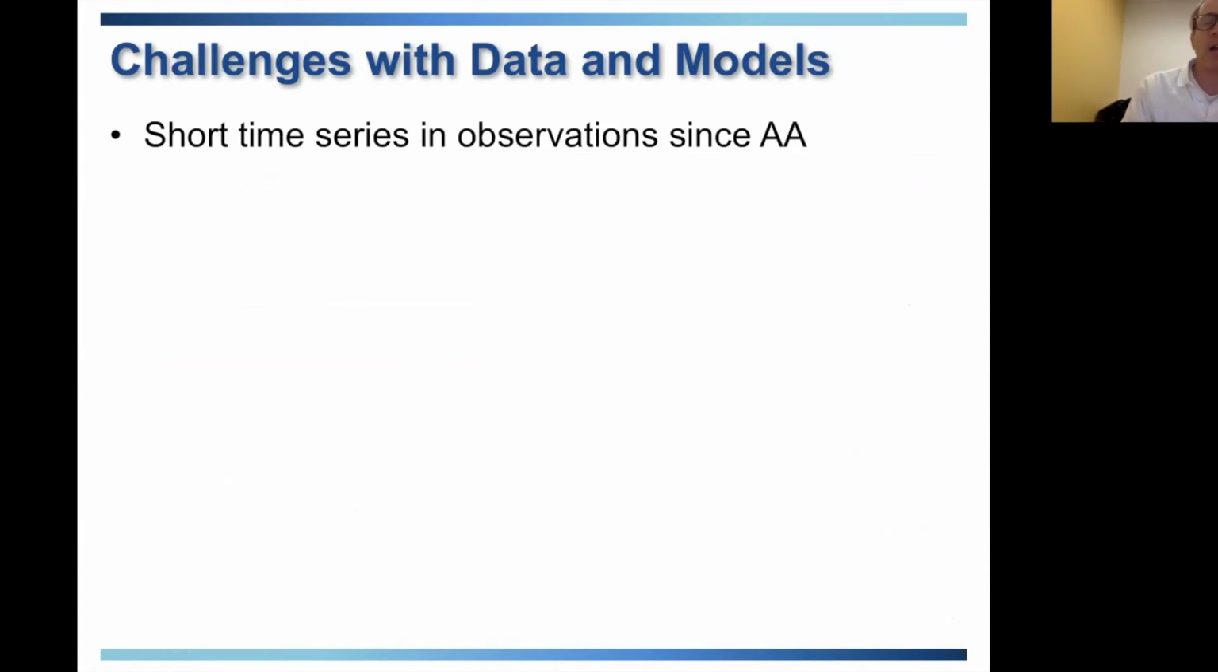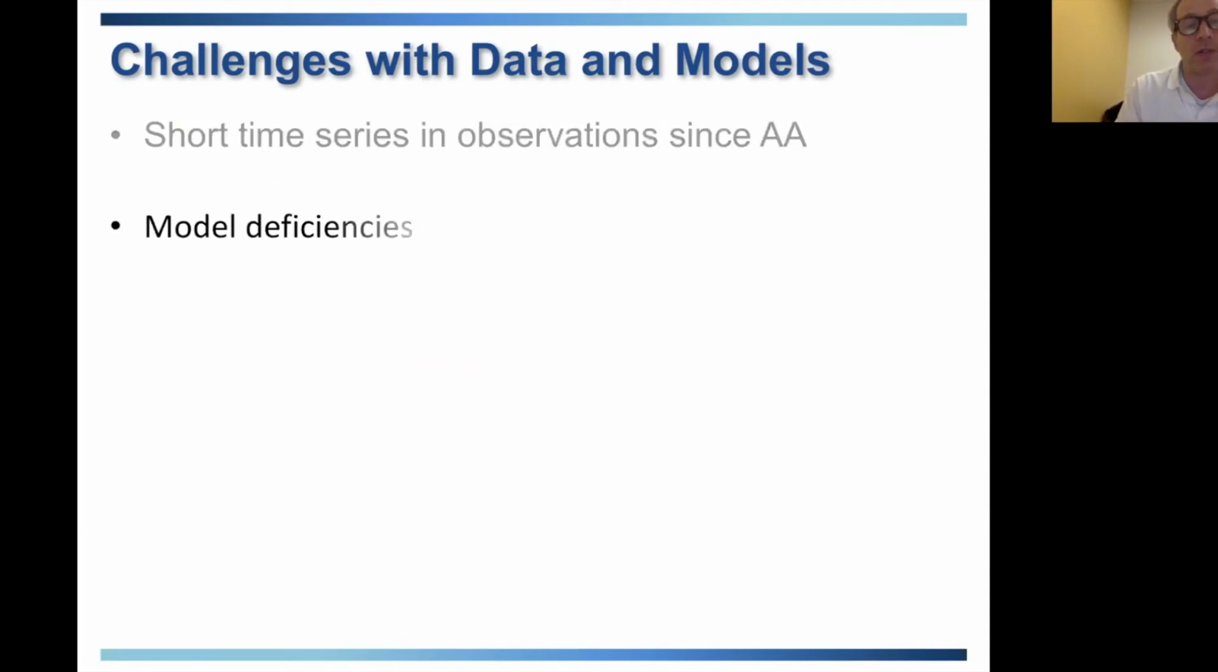There are a lot of challenges with finding these Arctic mid-latitude linkages. A very short time series in observations, right? Arctic amplification only emerged since 1990. That's 20-odd years, closing in on 30, but not a very long time to demonstrate statistical significance.